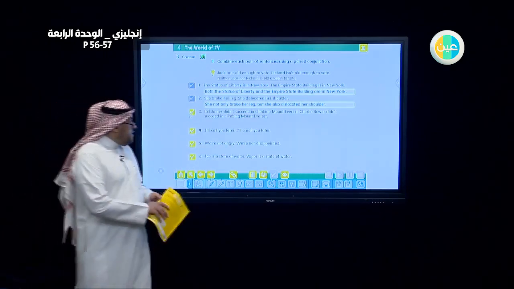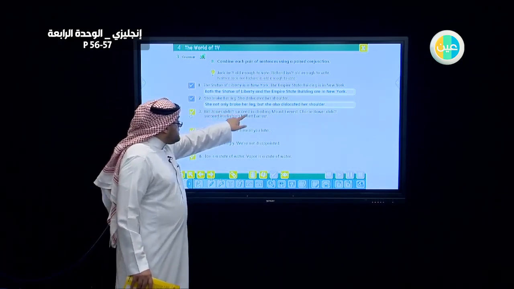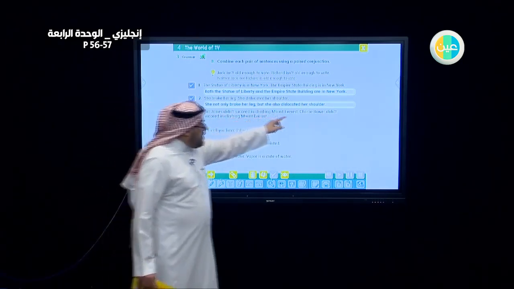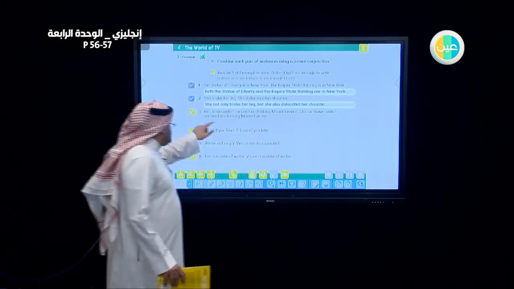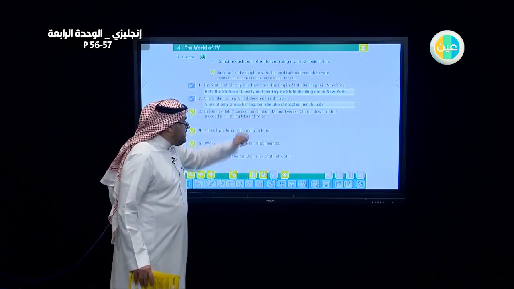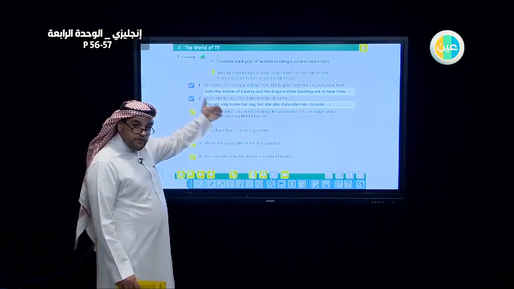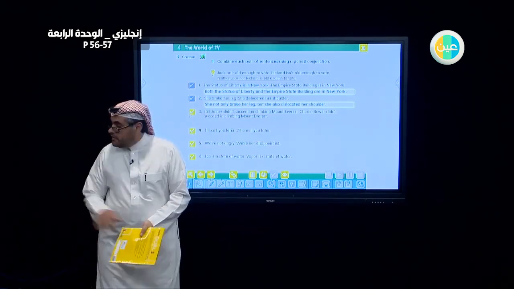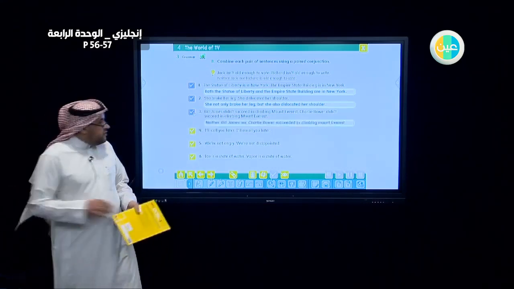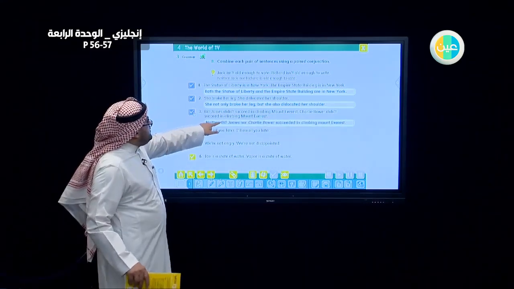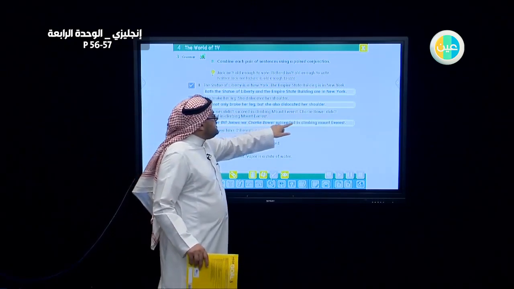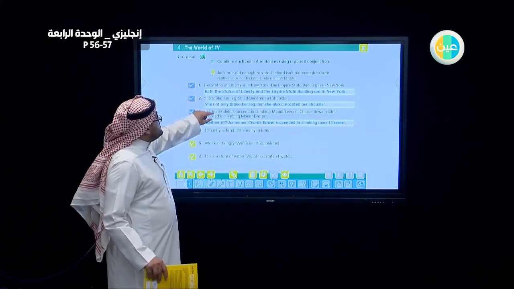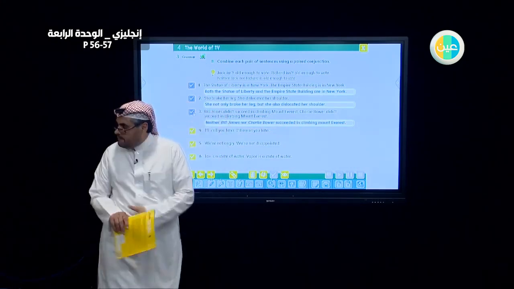Number three, Bill James didn't succeed in climbing Mount Everest. Charlie Bauer didn't succeed in climbing Mount Everest. So both of them didn't succeed. So why don't we make it one sentence? We can say neither Bill James nor Charlie Bauer succeeded in climbing Mount Everest. This sentence is better than this, instead of repeating the same thing.